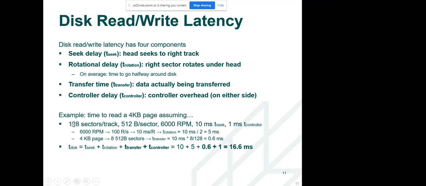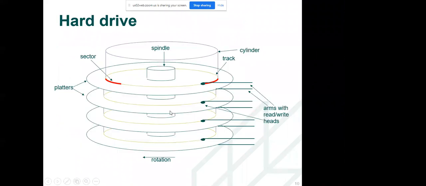So first, we need to understand the tracks. This will be given in the question: 128 sectors on the track. Sector means, actually, let me show you. Here you can see sectors. This is a track, this round circle, and this horizontal line is one area.